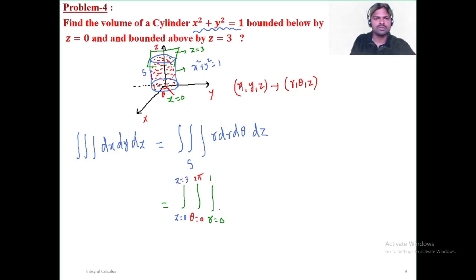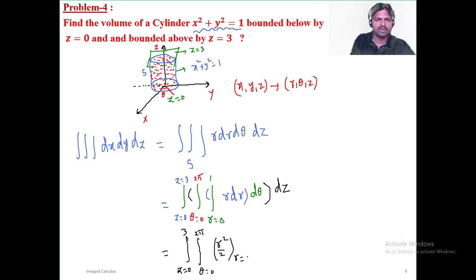So first we integrate with respect to r, that is r dr, then with respect to theta, because I have written the theta limits next, and after that with respect to z. Now let us evaluate this. First with respect to r: z varies from 0 to 3, theta varies from 0 to 2 pi, and the integral of r dr is r squared by 2, with r limits from 0 to 1.